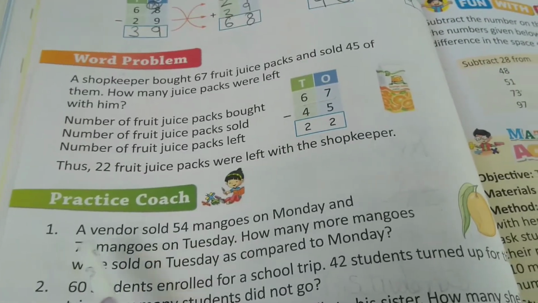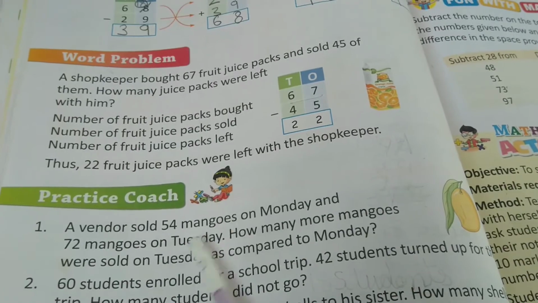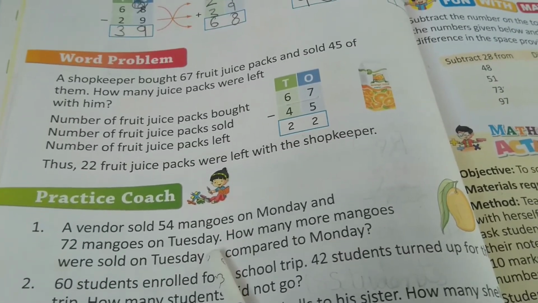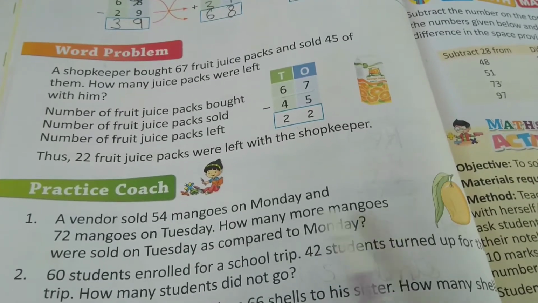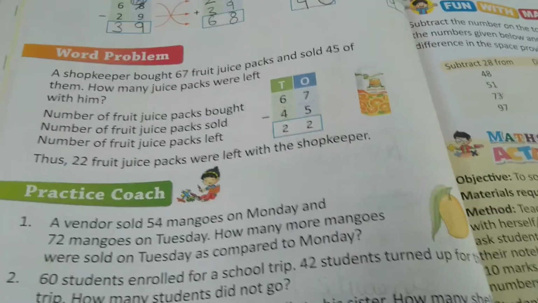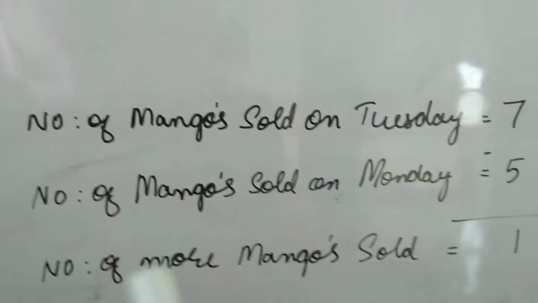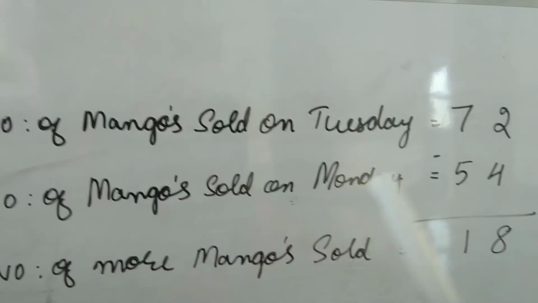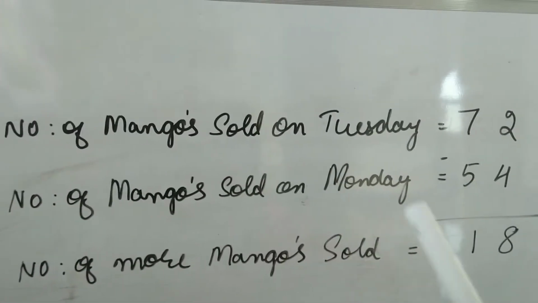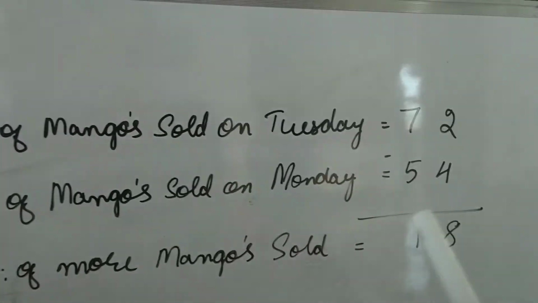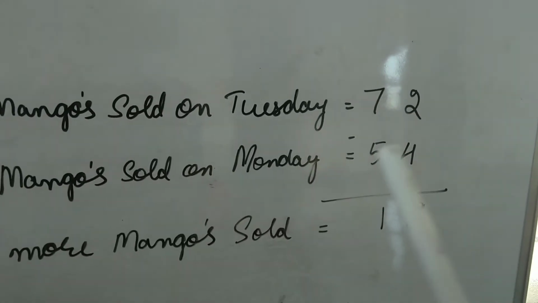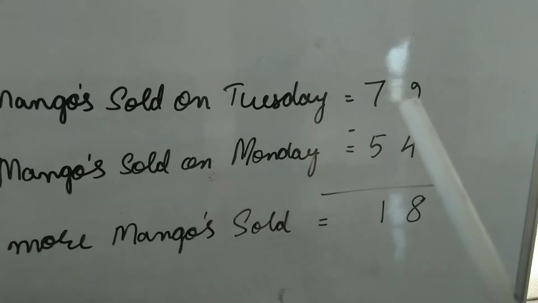Practice coach. A vendor sold 54 mangoes on Monday and 72 mangoes on Tuesday. How many more mangoes were sold on Tuesday as compared to Monday? Number of mangoes sold on Tuesday is 72. Number of mangoes sold on Monday is 54. Number of more mangoes sold: you need to subtract 72 minus 54.